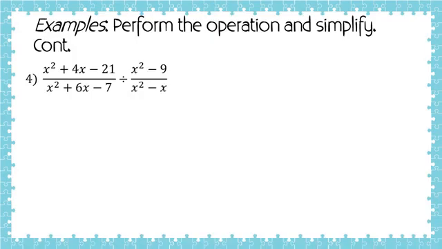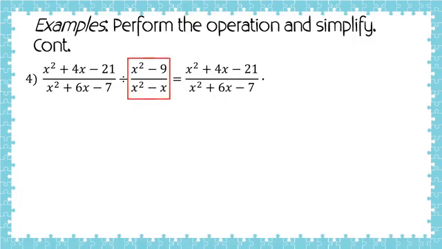You have x squared plus 4x minus 21 all over x squared plus 6x minus 7 divide by x squared minus 9 all over x squared minus x. So the operation here is division. So let's change division into multiplication by simply copying the first fraction and then times the reciprocal of the second fraction or the divisor. Okay, so our second fraction or divisor is x squared minus 9 all over x squared minus x. The reciprocal is x squared minus x all over x squared minus 9. Okay, so they are just equal or equivalent.